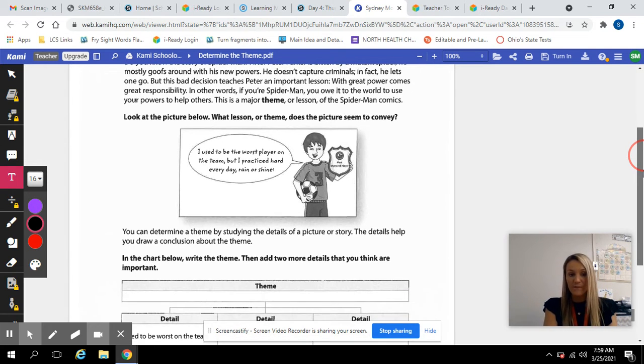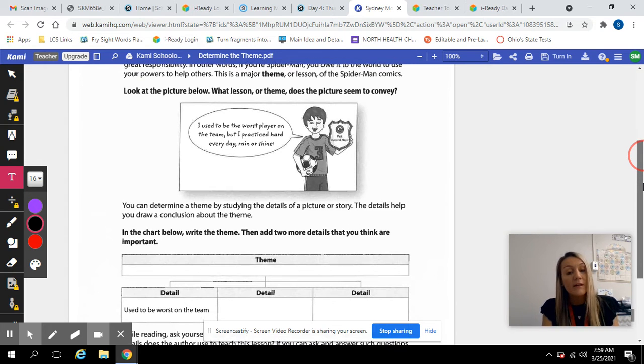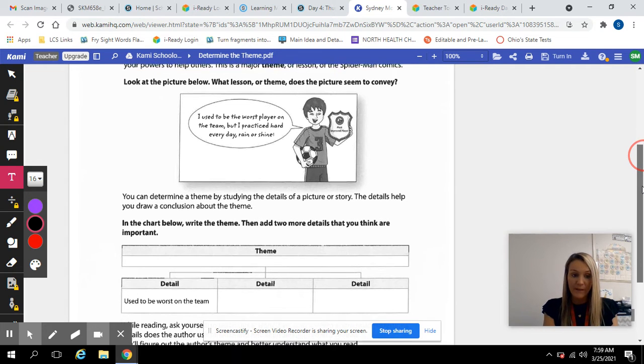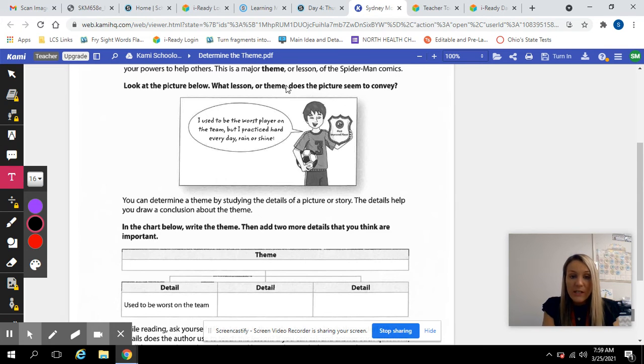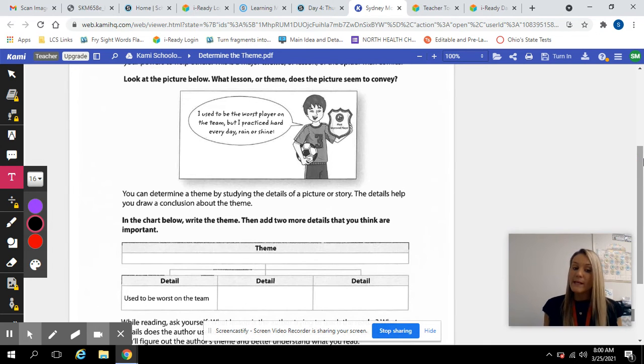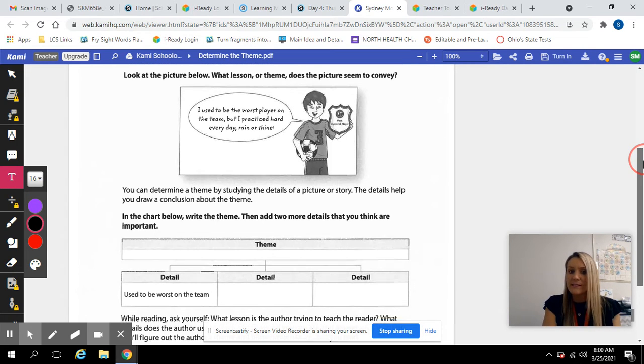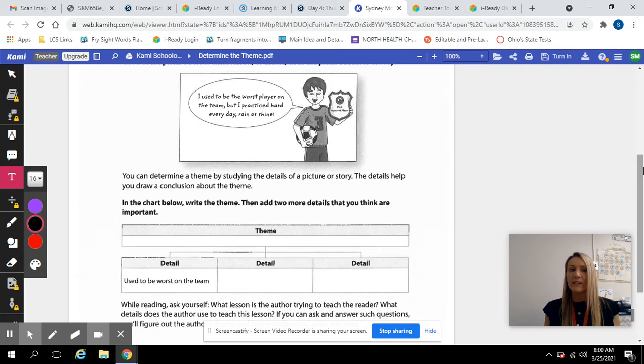Look at the picture below. What lesson or theme does the picture seem to convey? So let's look at the picture. It's a boy, he's holding up a little plaque that says most improved player. And his words say, I used to be the worst player on the team, but I practiced hard every day, rain or shine. So we need to determine the lesson to be learned from this. What lesson did he learn? But how can it be worded so that we can learn from it as well?